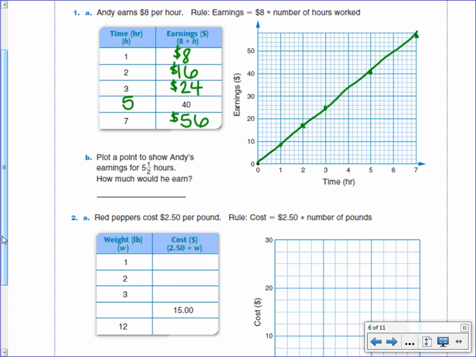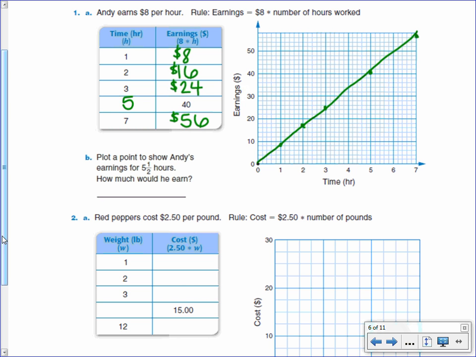Are we ready? Now they kind of ask you a trick question. Makes you think a little bit more. Let's say Andy is getting tired and he is not going to make it to a full 6 hours of work. At 5.5 hours, he has to go home. It's time for dinner. But how are we going to figure out how much money he makes after 5.5 hours? We don't have that anywhere on our table.